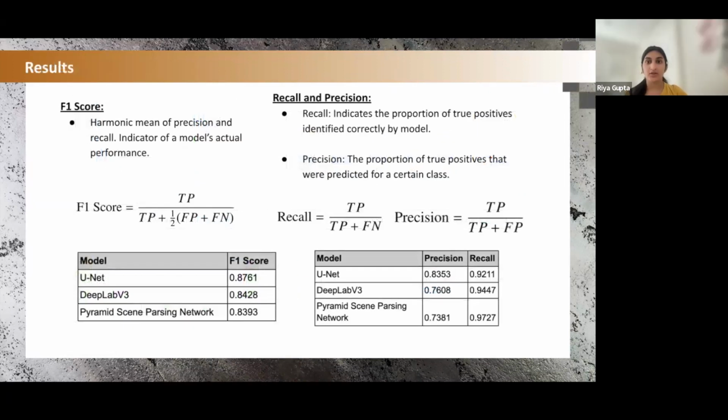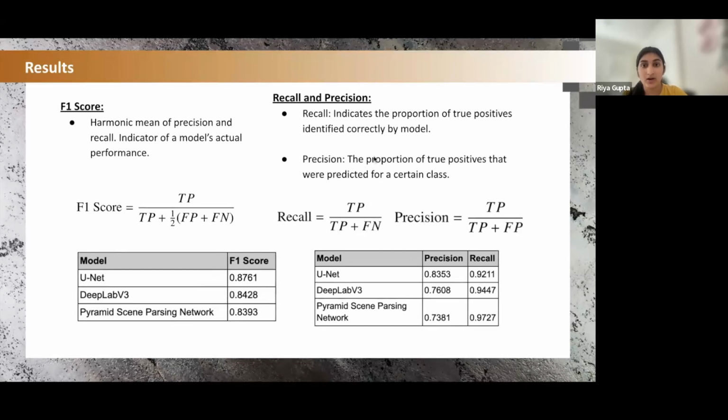So these were our results. These results allowed us to analyze the performance of our actual machine learning models. Our F1 score is a combined mean of both precision and recall. This measure indicates our model's performance across a single metric. And as you can see, our UNet model performed the highest with 87.61%.